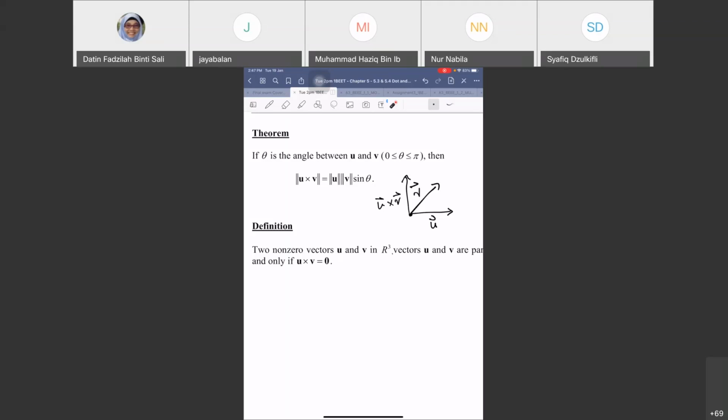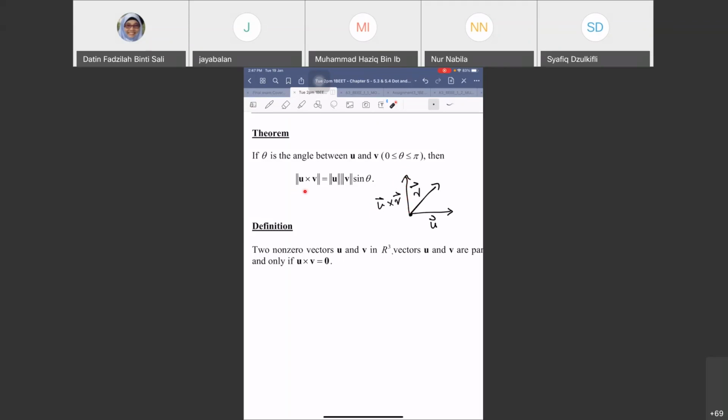So the cross product is a vector, so it has direction, which is given by the vector itself, and it has magnitude. That means you can find the length of this vector u cross v, because a vector has direction as well as magnitude.